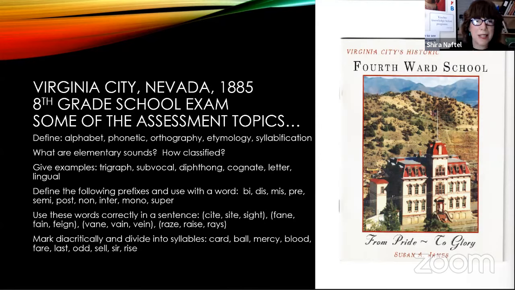And some of the topics that they had in their exam were define alphabet, phonetic, orthography, etymology, syllabification. What are the elementary sounds and how are they classified? That's what we're going to be doing this evening. Give examples of a trigraph, subvocal, diphthong, cognate letter, and a lingual. Define the following prefixes. Okay, use these words correctly in a sentence and mark diacritically and divide into syllables these words. So you could see they were teaching this to them so they could be explicit, systematic teachers when they got out of school, okay?